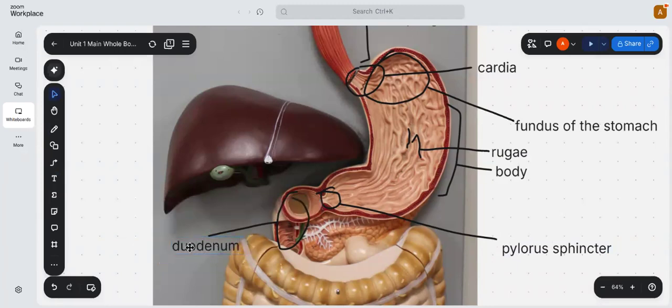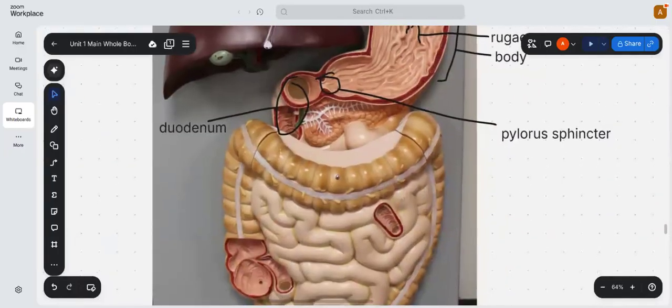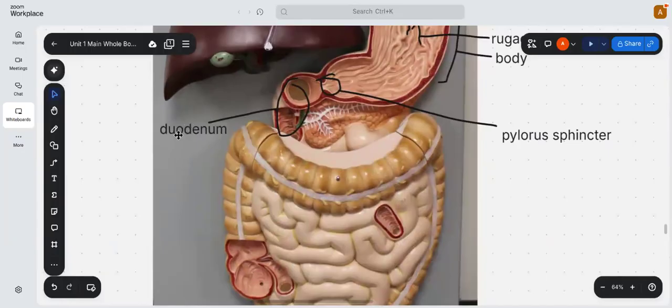And when we get deeper into the digestive unit, I will go through the three separate parts of the small intestine because there is a duodenum, ileum, and jejunum.